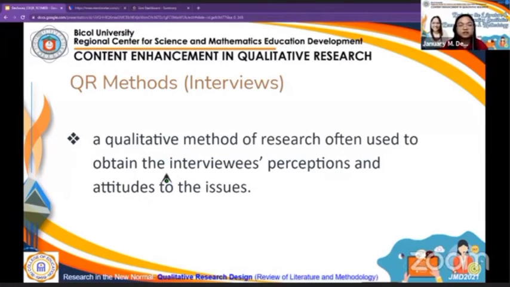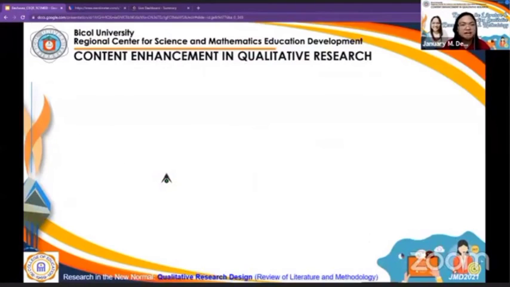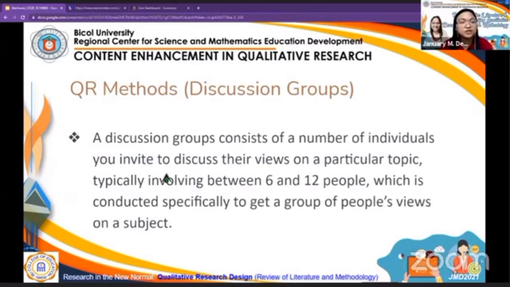But these interviews, we don't usually standardize them because a certain researcher has their own criteria on what they would like to get from their respondents or from their interviewees. And of course, another method is the discussion group. We are so familiar with this, we call them focus group as well. So discussion groups, also known as focus group discussion.